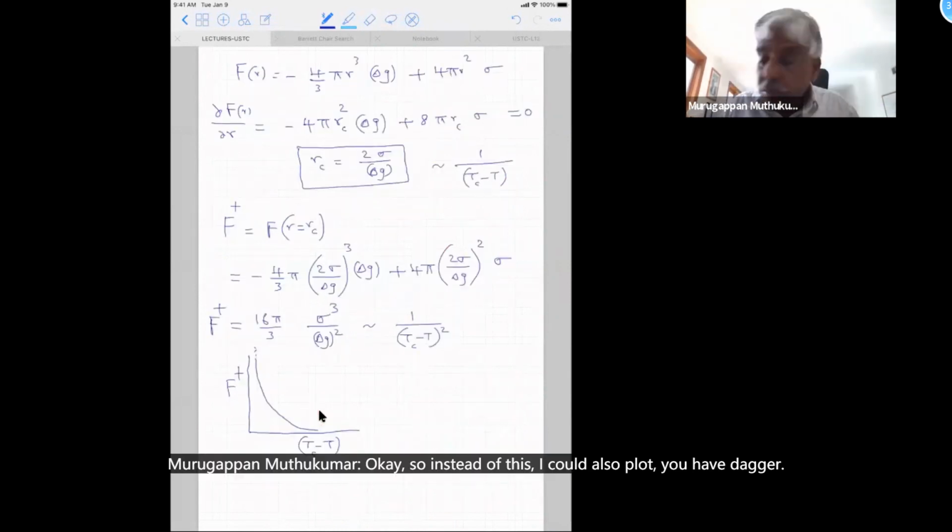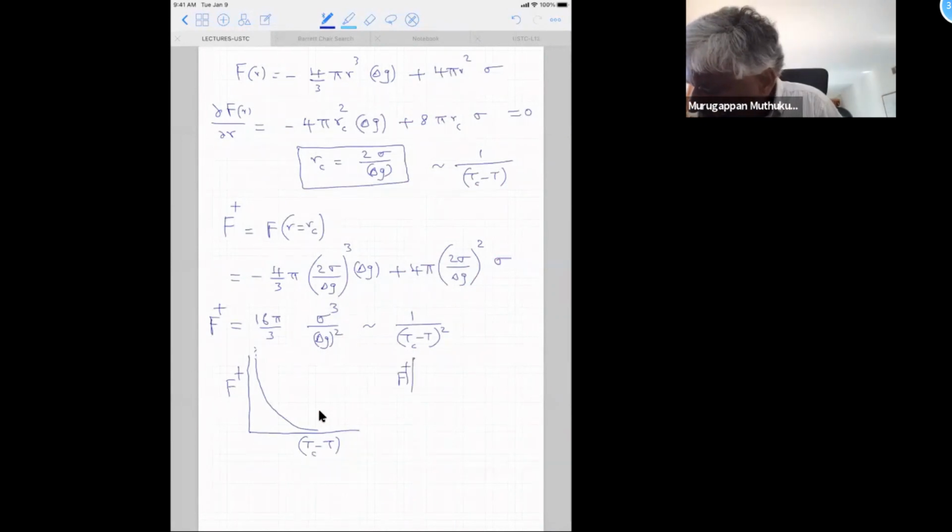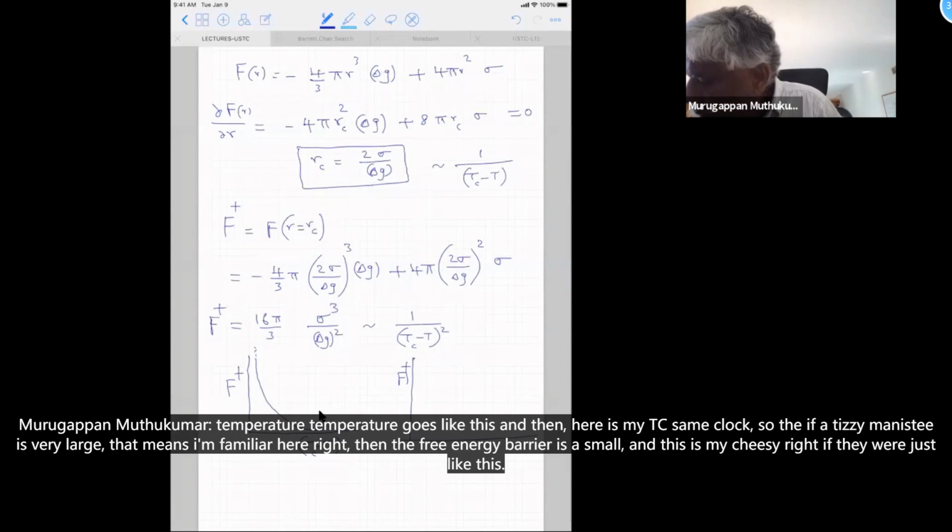Okay, so instead of this, I could also plot F dagger as a function of temperature. Temperature goes like this, and then here is my TC, same plot. If TC minus T is very large, that means I'm somewhere here. Then the free energy barrier is so small, and this is my TC. It diverges like this.